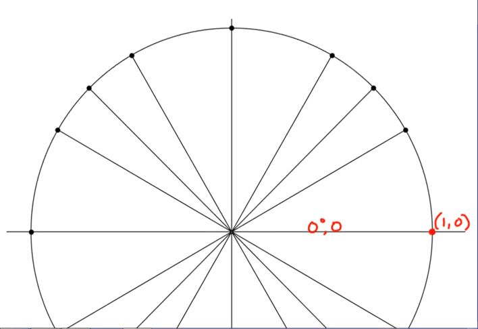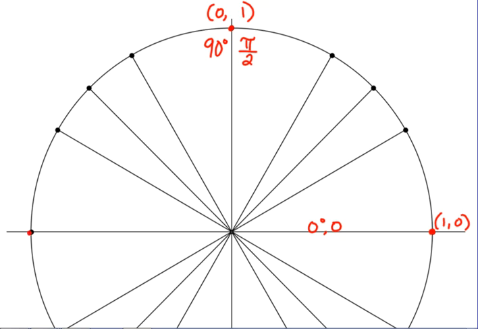All right, so let's go to the positive y-axis. That would be 90 degrees. And in radians, 90 degrees is pi over 2. This is the point where the x-coordinate is 0 and the y-coordinate is 1. So that means the cosine of 90 degrees is 0. The sine of 90 degrees, or the sine of pi over 2, is 1.